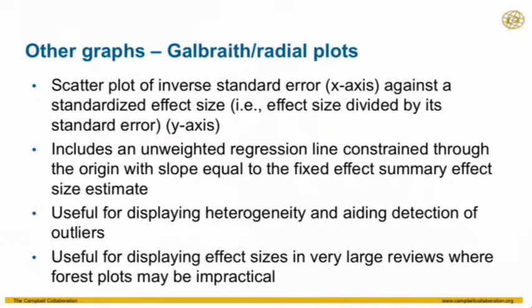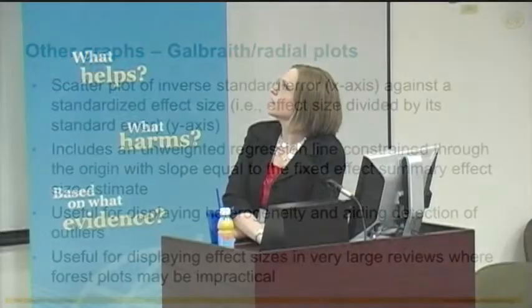And so typically in a Galbraith plot, you'll have this scatter plot, but you'll also have a fitted unweighted regression line constrained through the origin of the plot, and the slope of that line is going to indicate the fixed effect mean in your meta-analysis. And really, Galbraith plots are useful for displaying heterogeneity, and they're really good in large reviews where you may not be able to fit all of that information onto a forest plot.